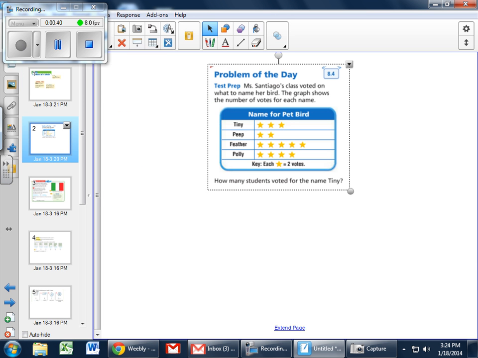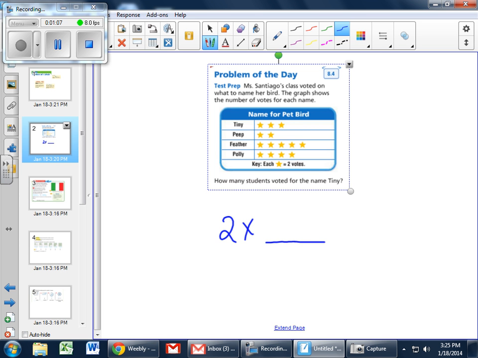Problem of the day, getting our brains warmed up. Miss Santiago's class voted on what to name their bird. The graph shows the number of votes for each name. So the name of the pet bird, we have Tiny, Peep, Feather, and Polly. Looking at the key, which I hope you do each time you do one of these graphs, the key shows us that each star equals 2 votes. Okay? So we're going to do 2 times something to get our answer.